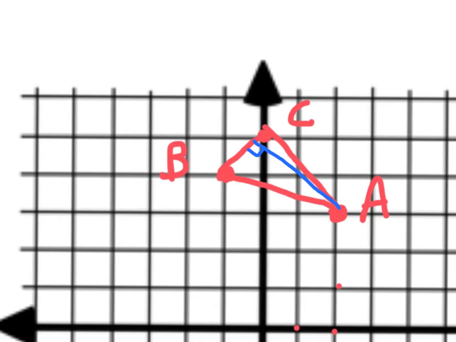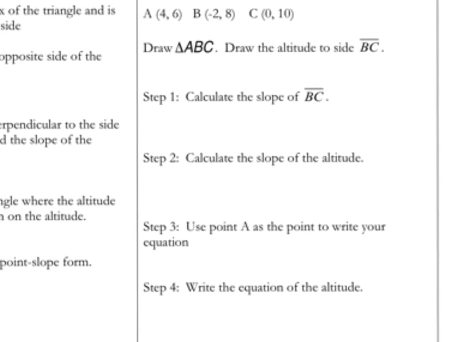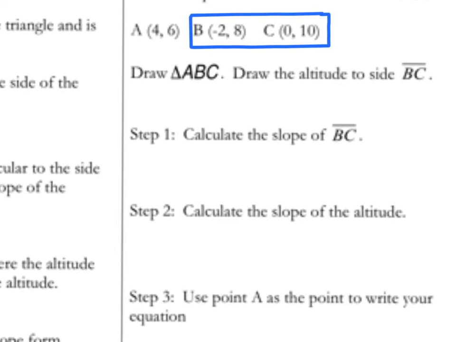Lovely. So the fact that it starts at A is going to be super important. We're going to use this point A in our equation. All right, so step 1 is to calculate the slope of BC. The reason why we're choosing to calculate the slope of BC is because that's the side that we're drawing the altitude to. Okay, so slope is our slope formula, which is y2 minus y1 over x2 minus x1.